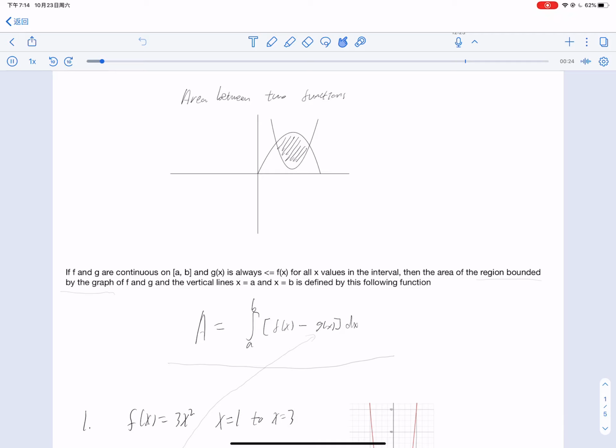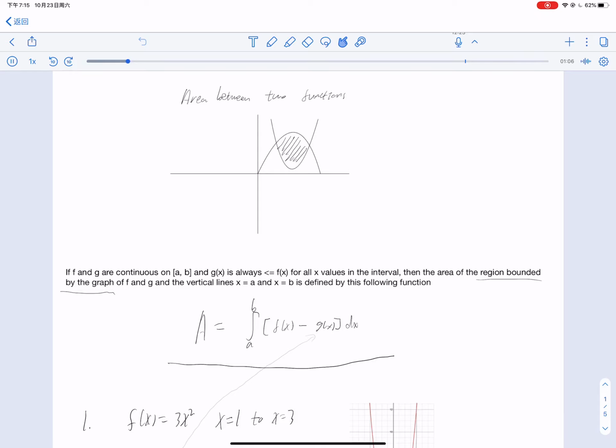If f and g are continuous on the interval a and b, and g of x is always smaller or equal to f of x for all x values in the interval, then the area of the region bounded by the graph of f and g and the vertical lines x equals a and x equals b is defined by the following formula. The region bounded by the graph, this is a fancy term, but it's just saying the area between the two functions. So basically, area equals the integral from a to b of the bracket f of x minus g of x.